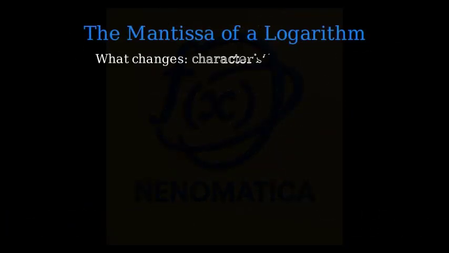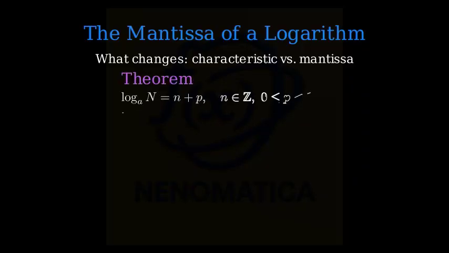In this lesson, we will prove a classic theorem about the mantissa of a logarithm and build an intuitive picture for what actually changes when we multiply a number by the base raised to an integer power. Theorem: if log base a of n equals n plus p, where n is the characteristic and p is the mantissa, then multiplying or dividing n by an integer power of the base changes only the characteristic. The mantissa p stays the same.